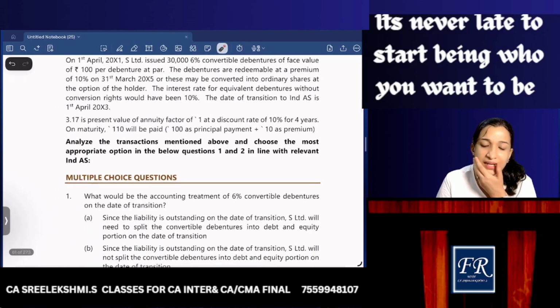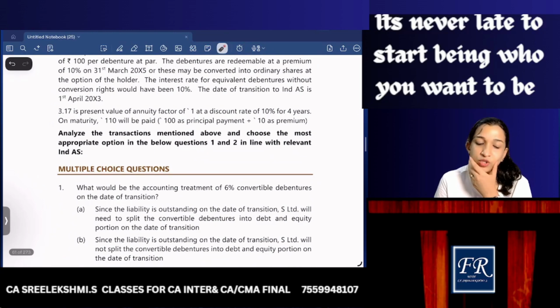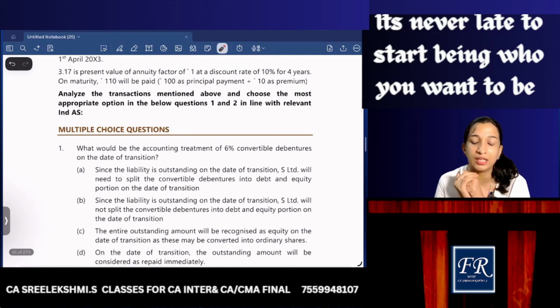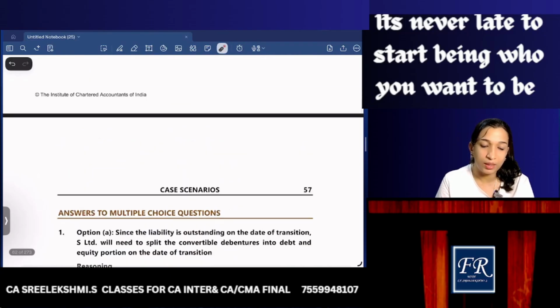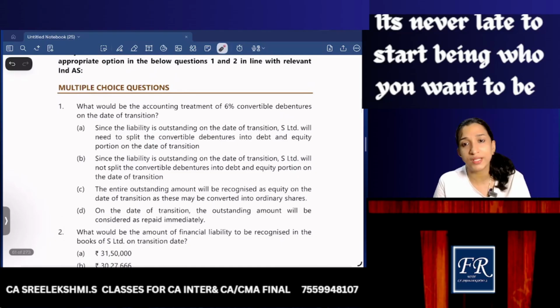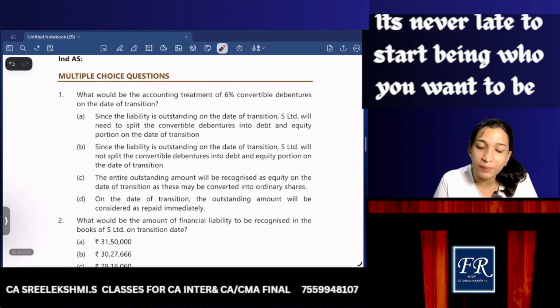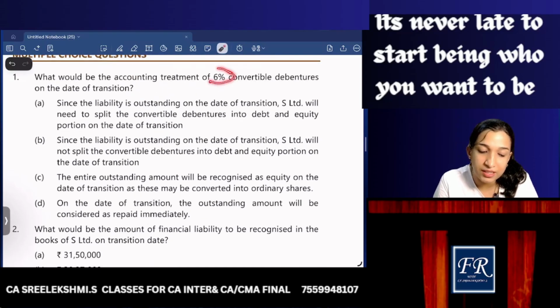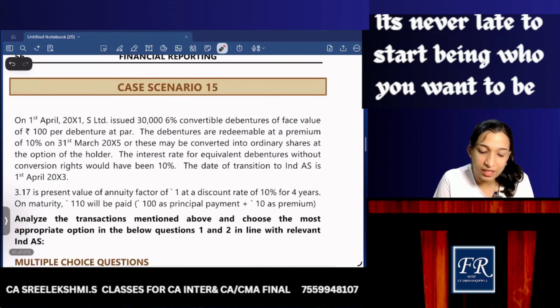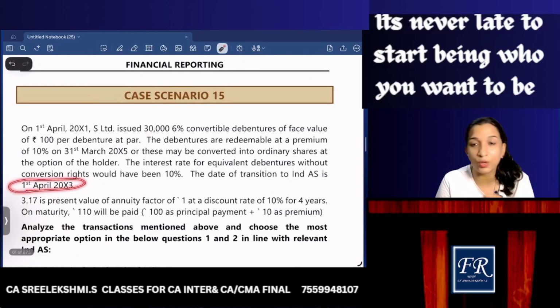Okay. Analyze the transactions mentioned above and choose the most appropriate option in the below question 1 and 2 in line with relevant Ind AS. Okay. Only 2 questions are there. What would be the accounting treatment of 6% debentures on the date of transition? So, what is the date of transition? 1st April 2013 is the date of transition.